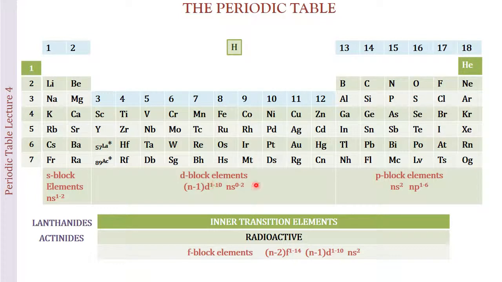And then we have the d block elements. These are from group 3 to 12, where the last electron is going into the d orbital, right? The general electronic configuration is (n-1)d1 to 10, ns0 to 2. And then we have the f block elements, where the last electron is entering into the f orbitals, and the general electronic configuration is (n-2)f1 to 14, (n-1)d0 to 10, and ns2. And these are the lanthanides and the actinides which are present in the f block, right? So we will be discussing them in more detail in the next lecture.